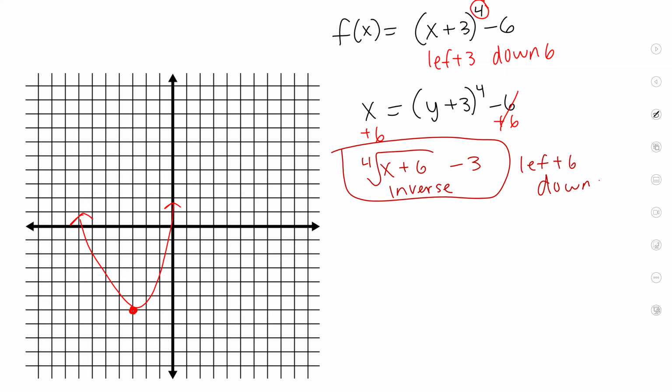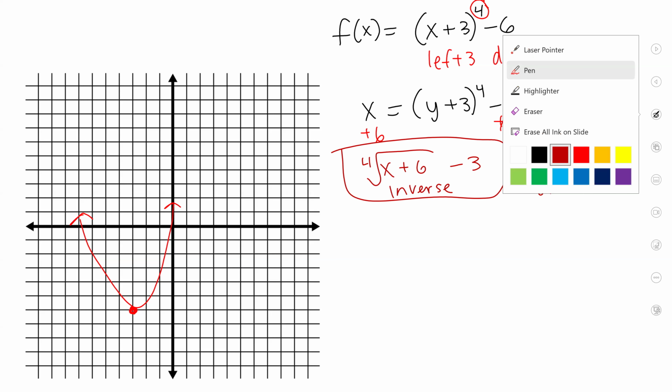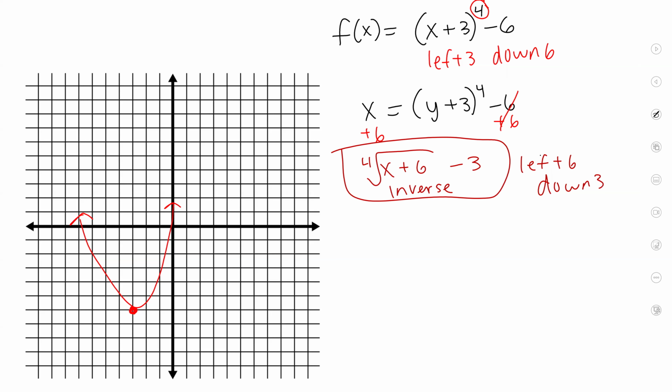So I'm going to graph it on here. I'll do it in black this time. So I'm going to go left 6, 1, 2, 3, 4, 5, 6, down 3, right here. So your graph would look like this. Does that look like a reflection? No. So guys, what I'm going to have to do, let me draw this again.